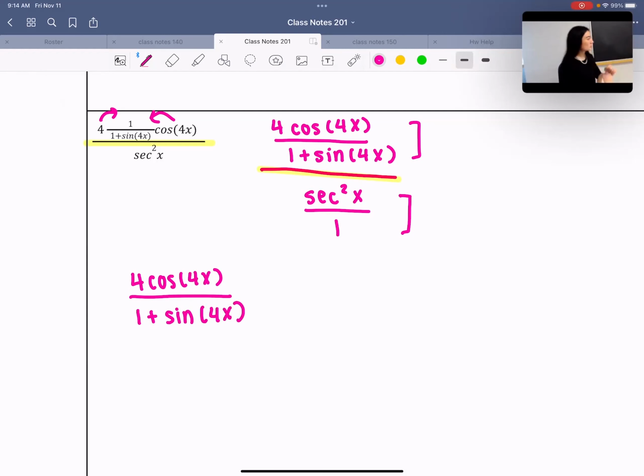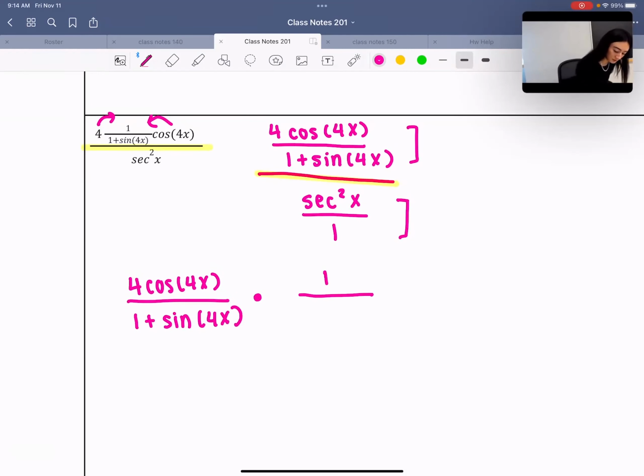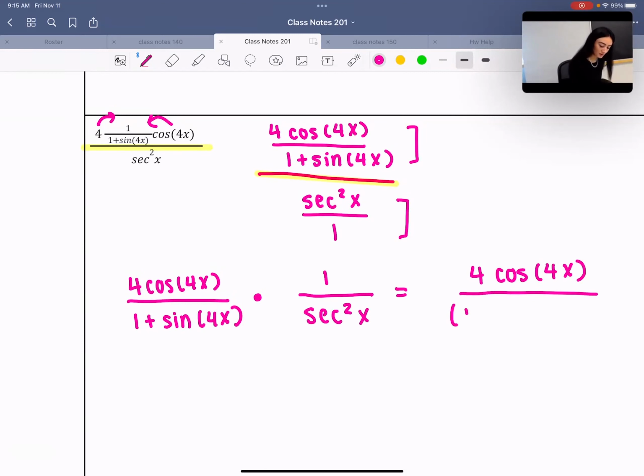I can change the highlighted division sign into a multiplication sign, and then you just flip the other one on itself: 1 over secant squared x. Okay. Now that we have this, just multiply through. This is 4 cosine of 4x over 1 plus sine of 4x times secant squared of x. Okay, so that's all we're doing in L'Hopital's rule.